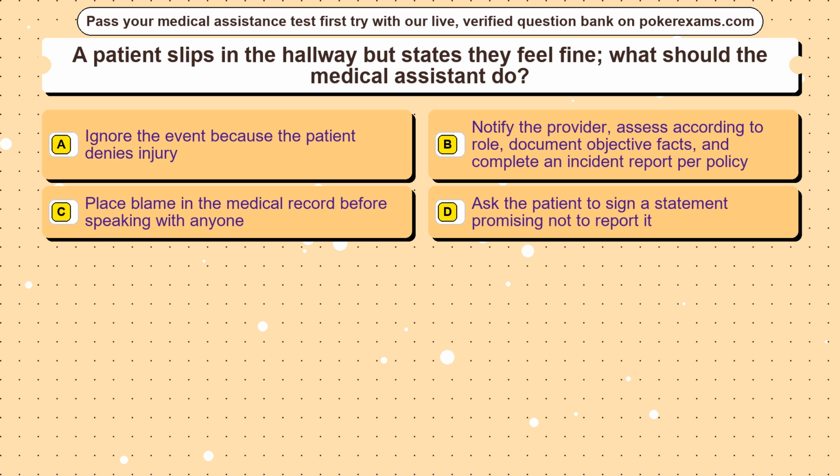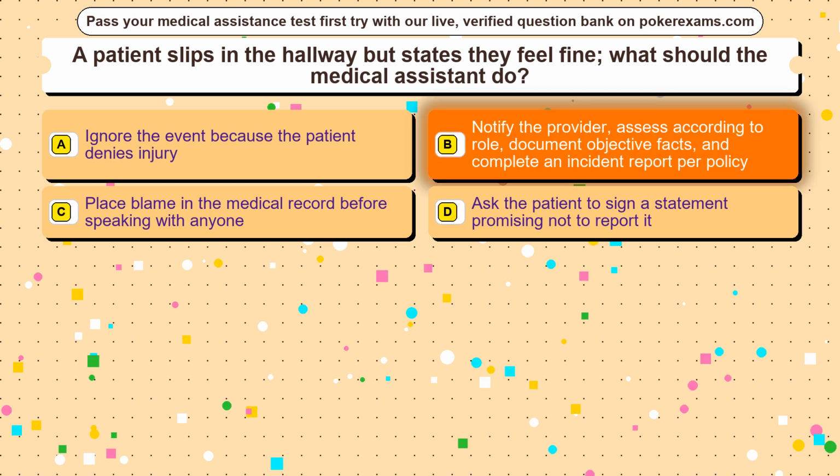Option C. Place blame in the medical record before speaking with anyone. Option D. Ask the patient to sign a statement promising not to report it. The correct answer is option B. Notify the provider, assess according to role, document objective facts, and complete an incident report per policy.